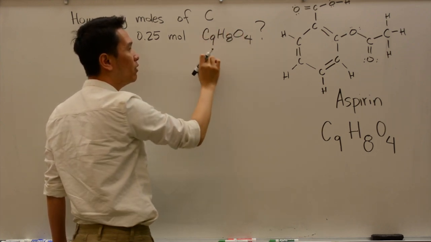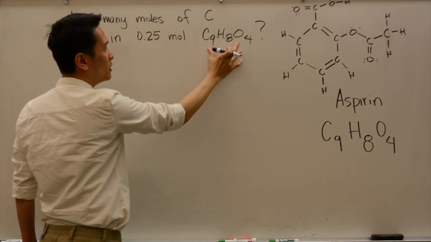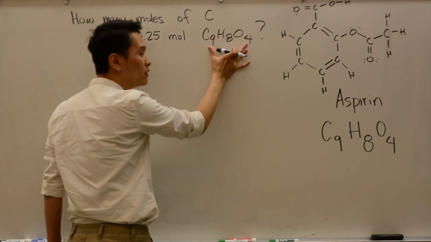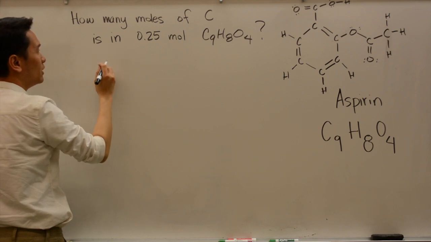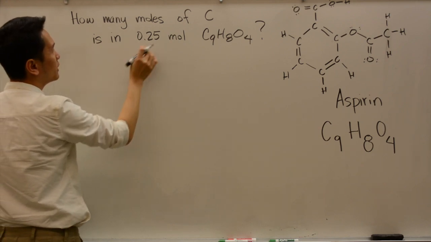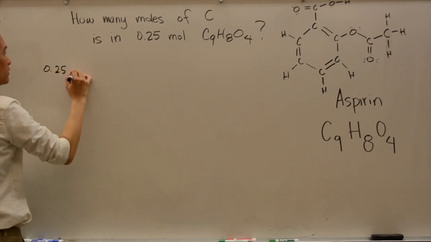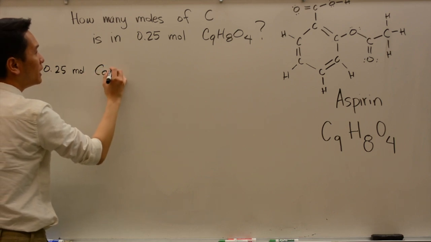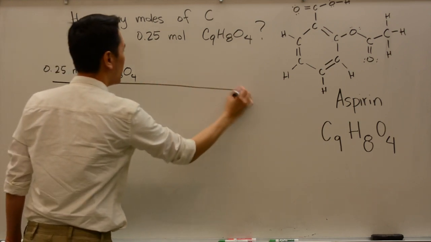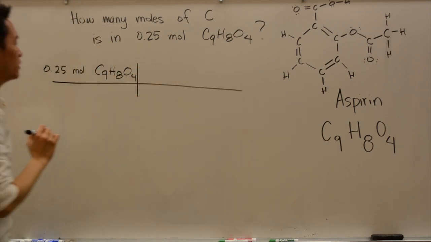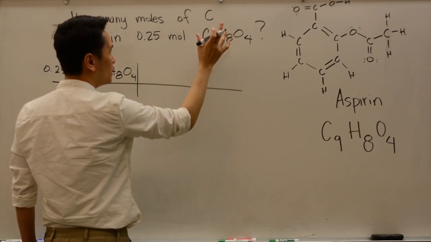So you get a ratio from that, from the formula itself. For every 1 mole of this, you have 9 moles of carbon. You will start by asking what is the given, and the given is you have 0.25 moles of C9H8O4. Okay? You multiply that with a conversion factor between the molecules and the atoms.